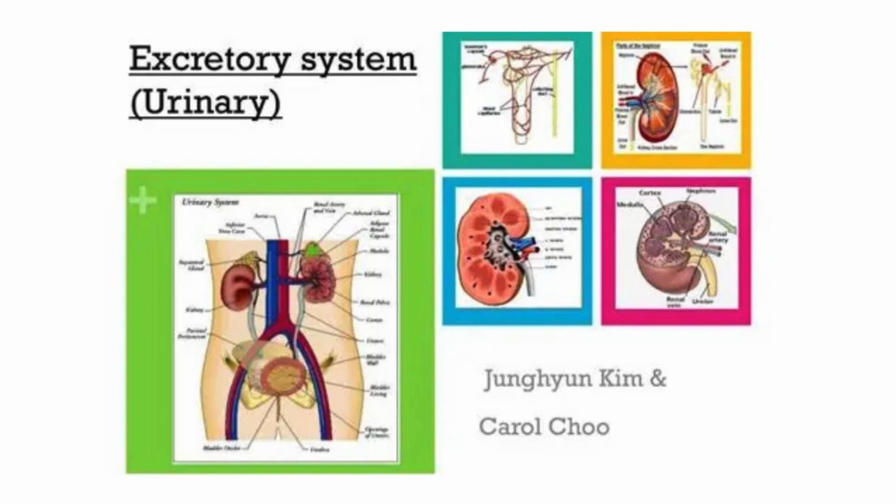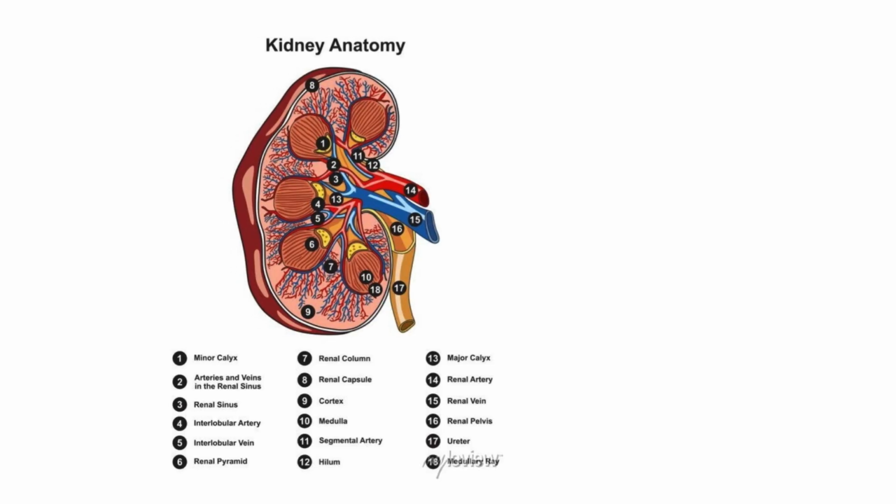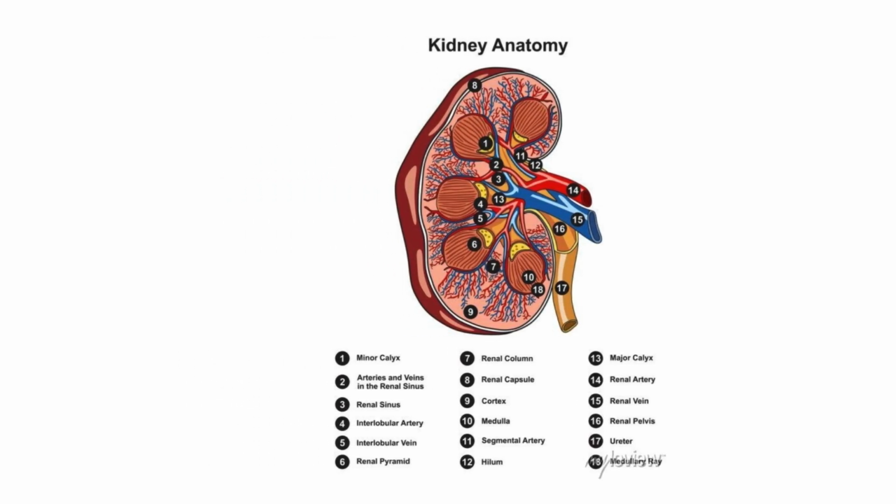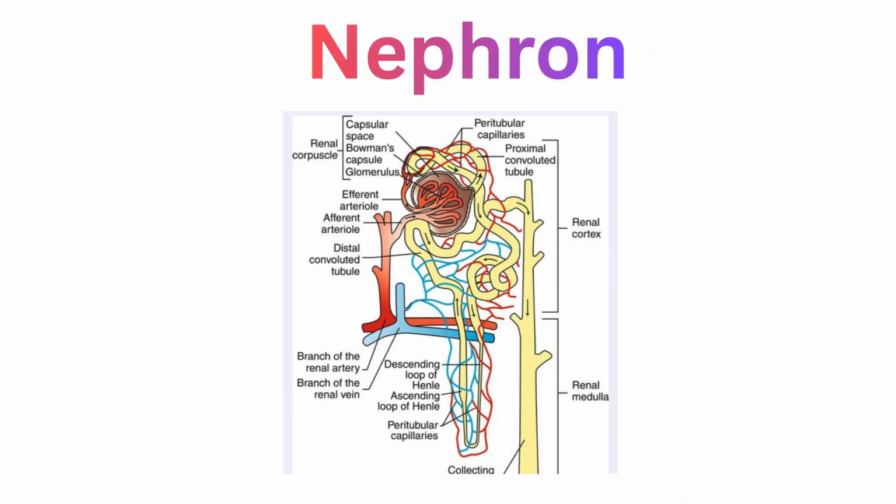Here's an illustration of the excretory system or urinary system. And here is the anatomy of the kidney and different components of it. Here is the functional unit of the kidney, the nephron. It's responsible for filtering and processing blood to form urine. Its main function is allowing water and small solutes such as electrolytes, glucose, and waste products to enter the renal tubule while retaining blood cells and large proteins.